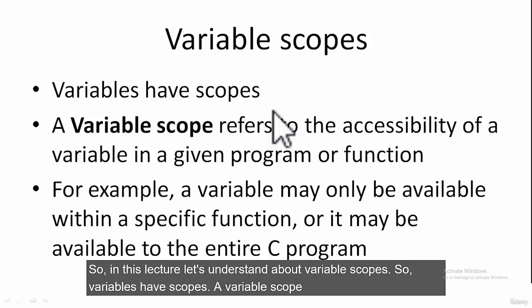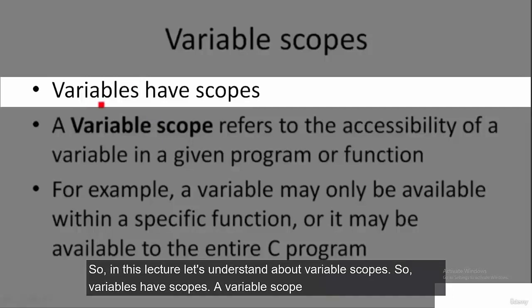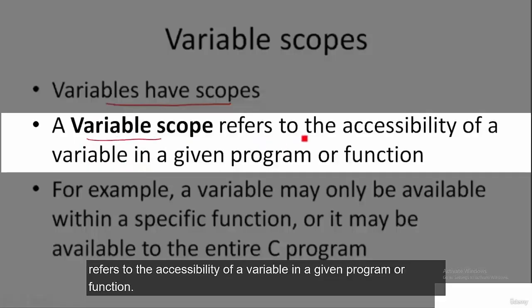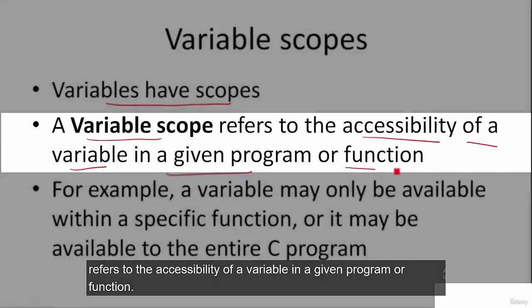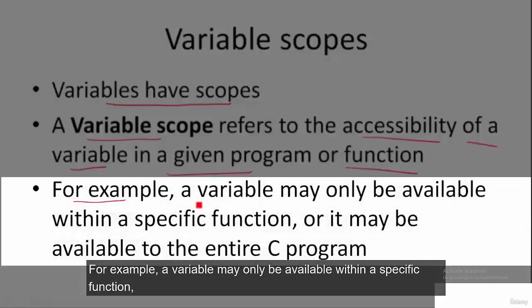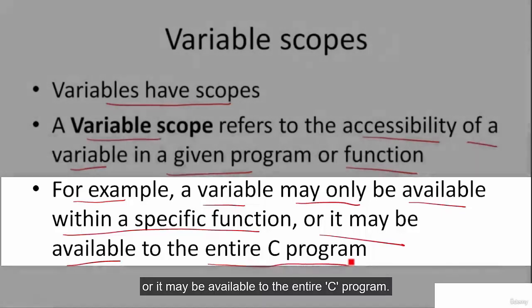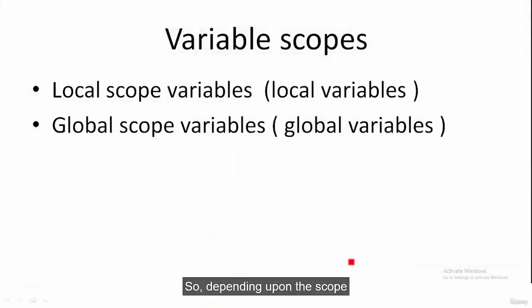So in this lecture, let's understand variable scopes. Variables have scopes. A variable scope refers to the accessibility of a variable in a given program or function. For example, a variable may only be available within a specific function, or it may be available to the entire C program. So depending upon the scope, we have two types of variables.